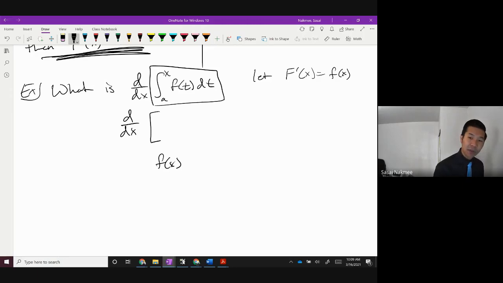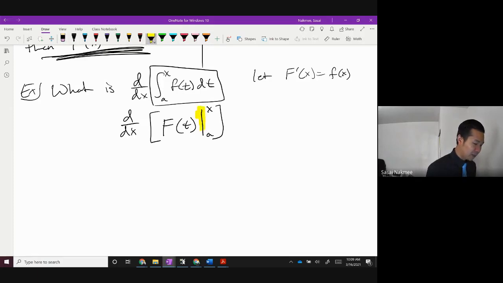The antiderivative of f of t is going to be capital F of t, evaluated from a to x. Okay, that's what I have so far. Now, when I evaluate this, remember this evaluation line is telling me to plug in the value of x and then subtract the value at a. So this is going to give me capital F of x minus capital F of a.